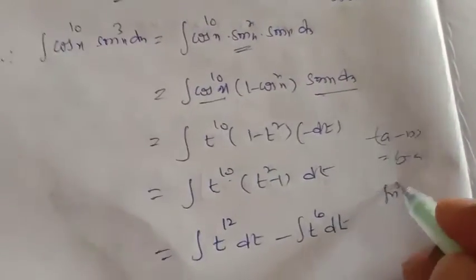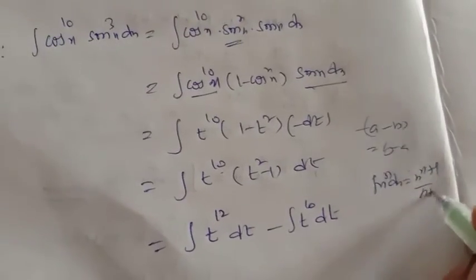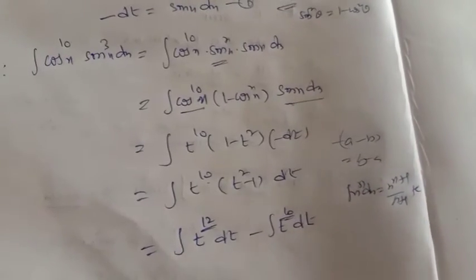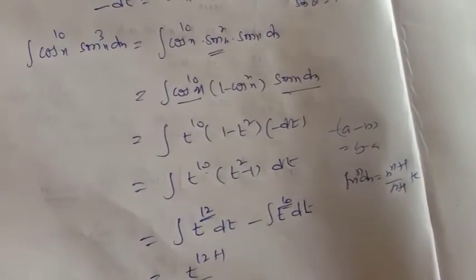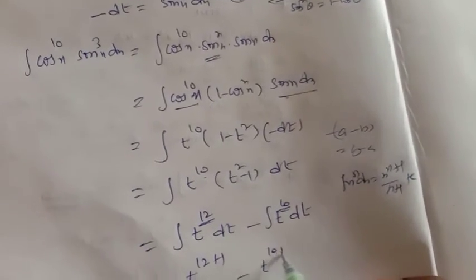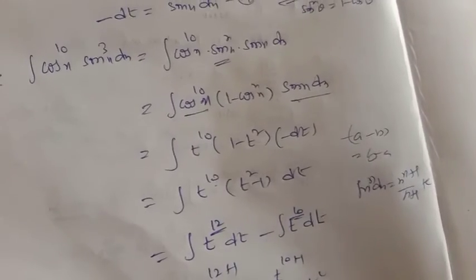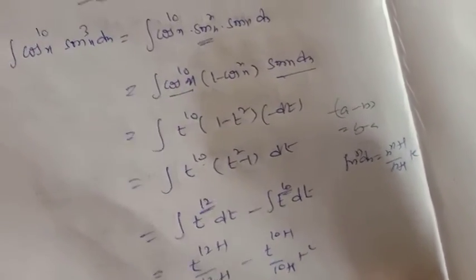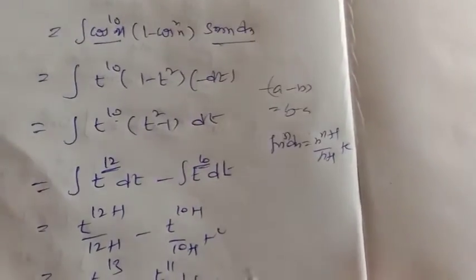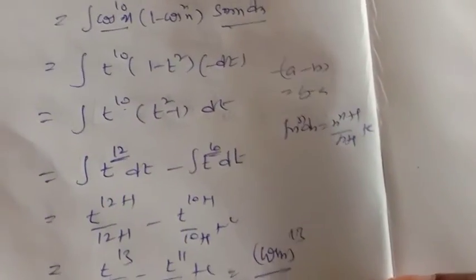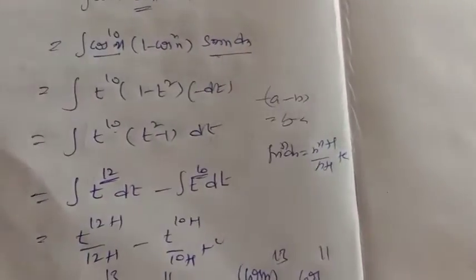Here we have the formula integral of x to the power of n equal to x to the power of n plus 1 by n plus 1 plus c. Here n equal to 12 and n equal to 10, that equal to t to the power of 12 plus 1 by 12 plus 1 minus t to the power of 10 plus 1 by 10 plus 1 plus c, that equal t to the power of 13 by 13 minus t to the power of 11 by 11 plus c. Here substitute the t value, that is cos x power 13 by 13 minus cos x power 11 by 11 plus c is the answer of this problem.